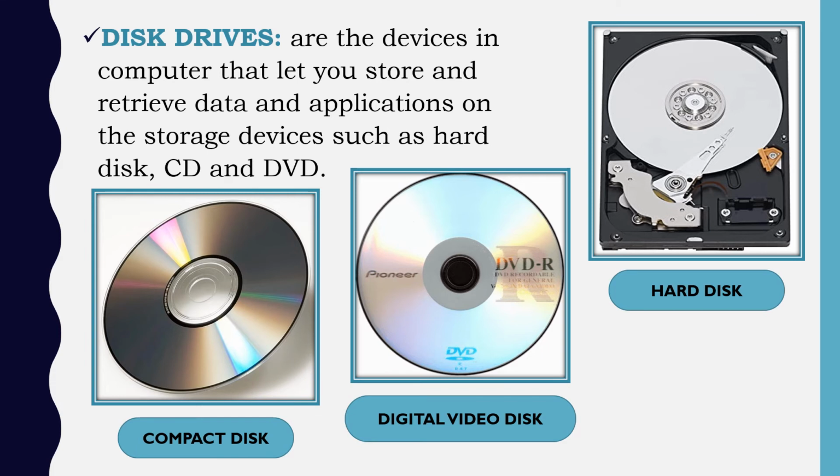CD stands for Compact Disc. These are circular in shape and can store up to 700 MB of data. The last one is the DVD, Digital Video Disc. It looks like a CD, but it is capable of storing 6 times more data than a CD, up to 4.7 GB. CD and DVD drives are used to read and write information on a CD or DVD respectively.